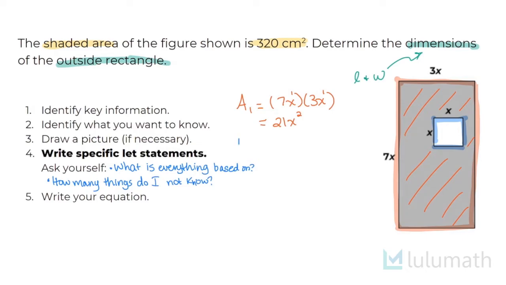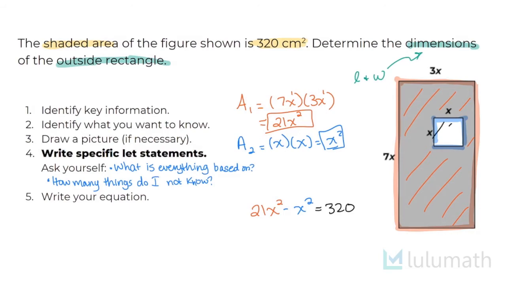And the area of the inside square is going to be equal to x times x, which is just simply x squared. And I want to subtract these two areas. So I'm going to take 21x squared, and then I'm going to subtract this x squared. And we know that that should equal this 320 that we're told. Whatever the full area is, when I take away the area of the square, whatever's left over is the shaded area. So now I need to solve my equation.